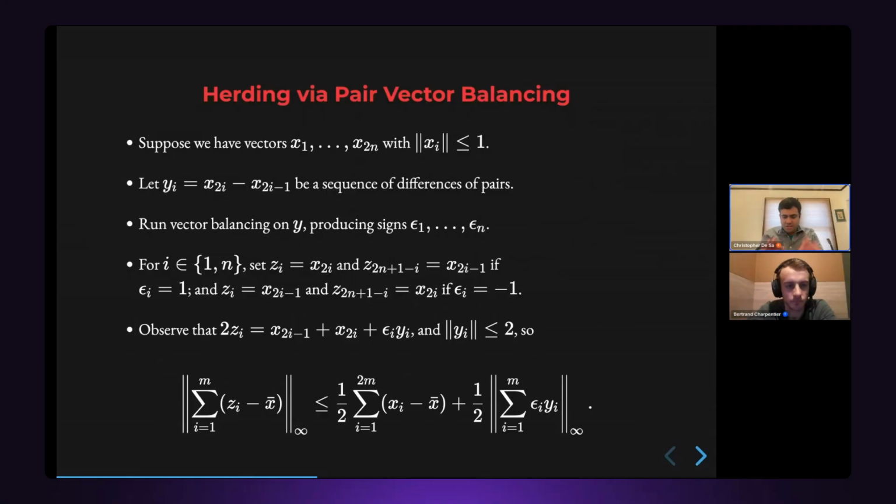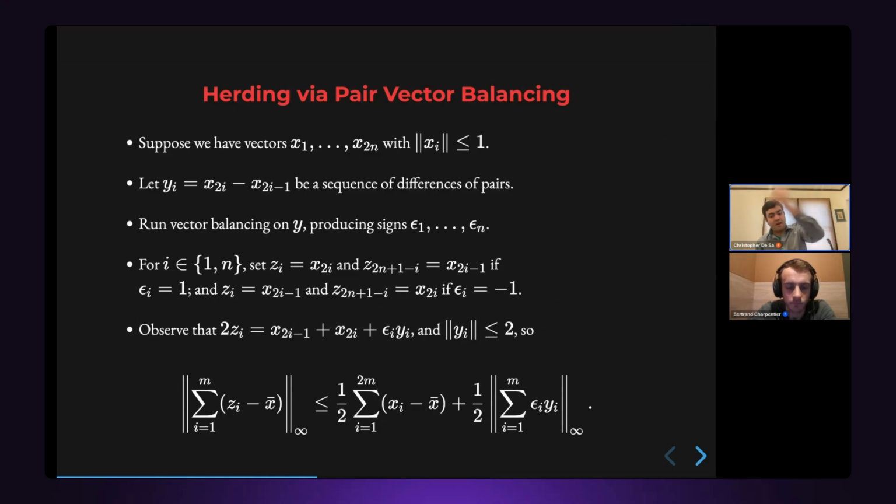And then the trick is that I now update my example order to produce a new order where, for each pair, if that pair was assigned a positive sign, I assign the first element of the pair to go to the start of the new permutation, and the second example of the pair to go to the end of the new permutation. And if the sign was negative, I do the opposite.